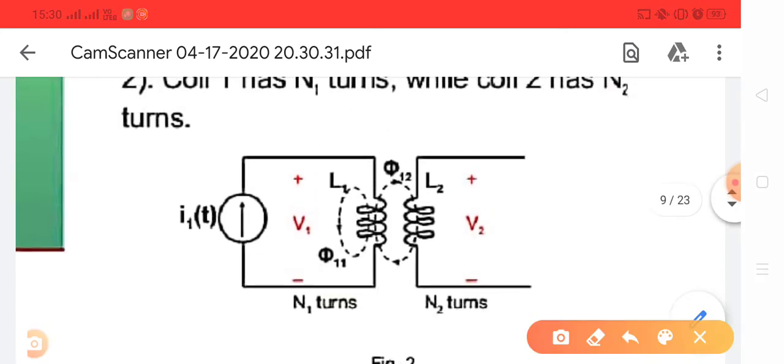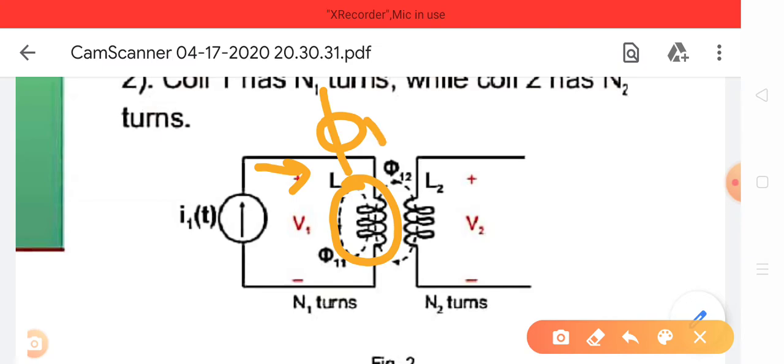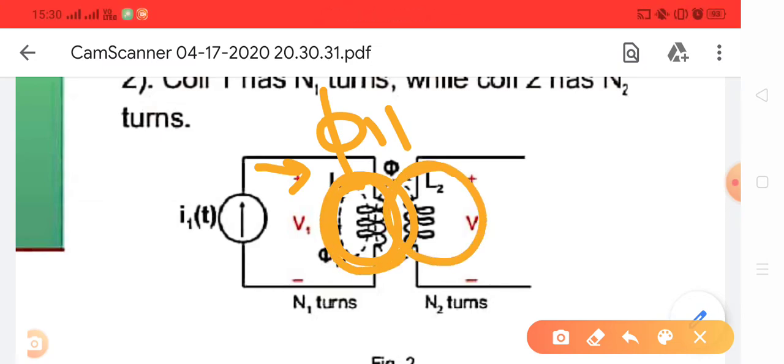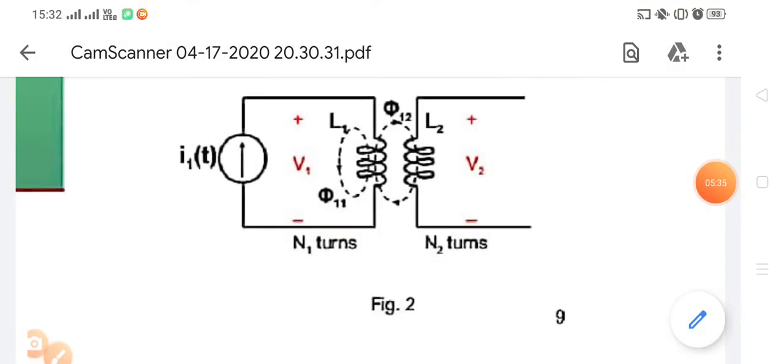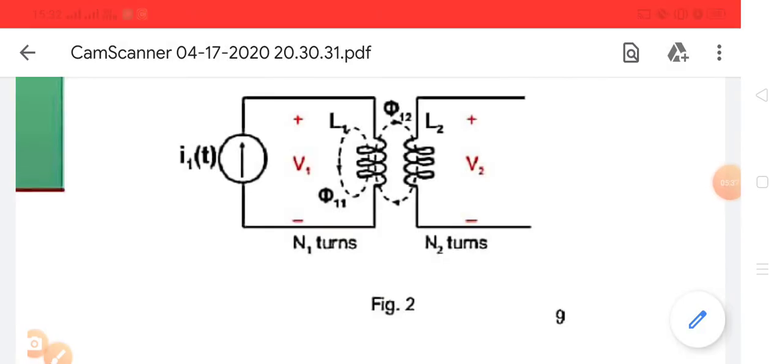If we are taking the current in this direction, then based upon the current I1, there will be one flux, that is φ11, produced in this first coil. But this flux produced in the first coil affects the second coil also. So there will be some production of flux, that is φ12. These are the two fluxes produced by the current I1.